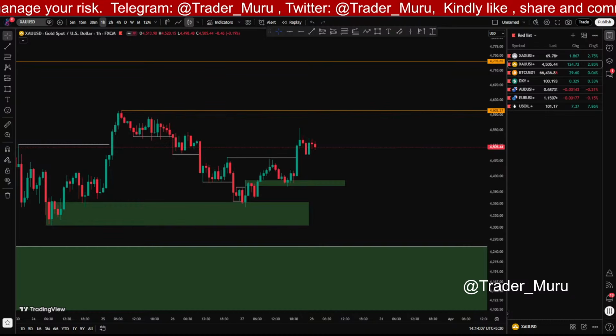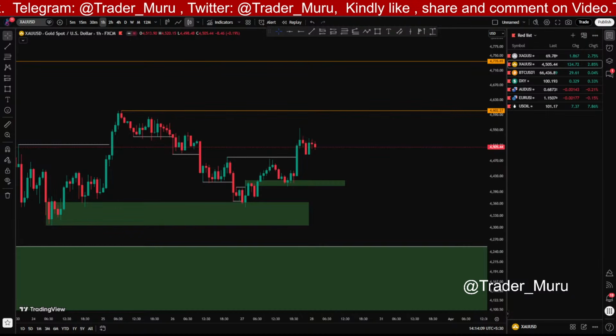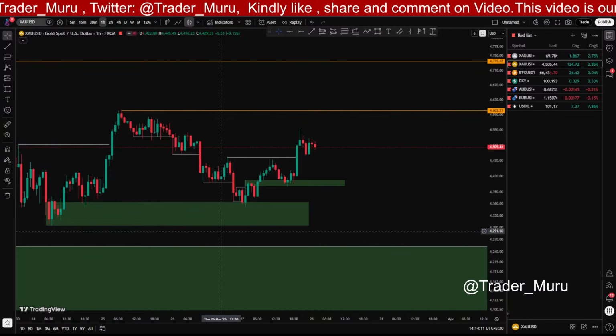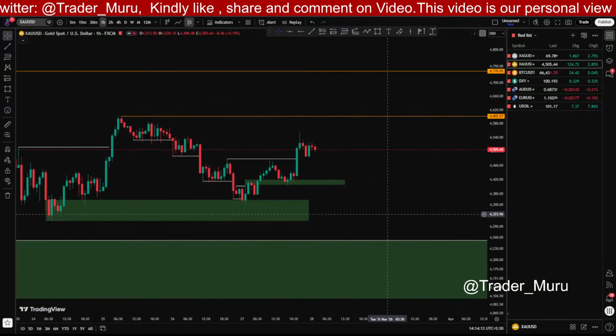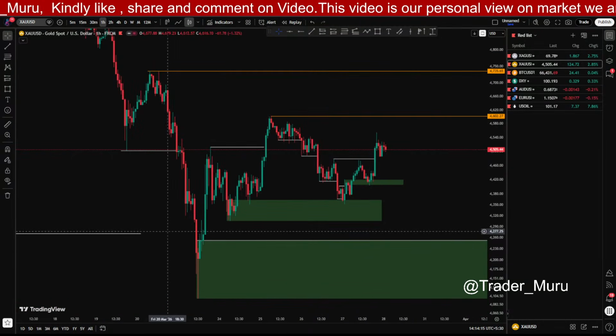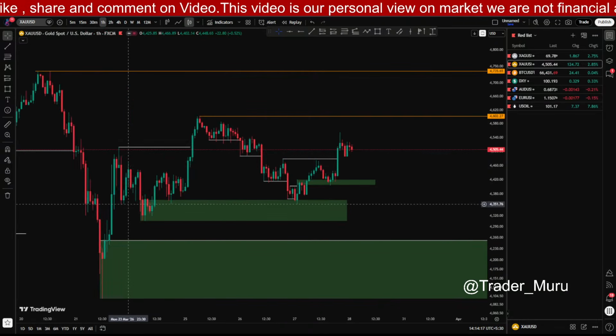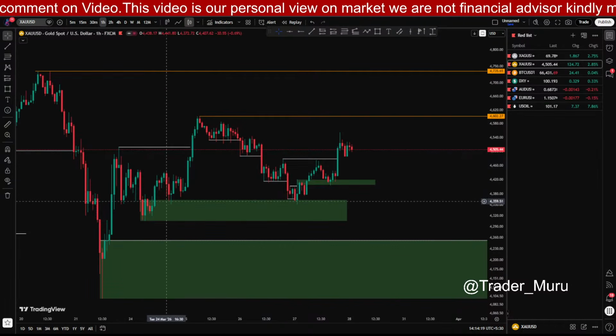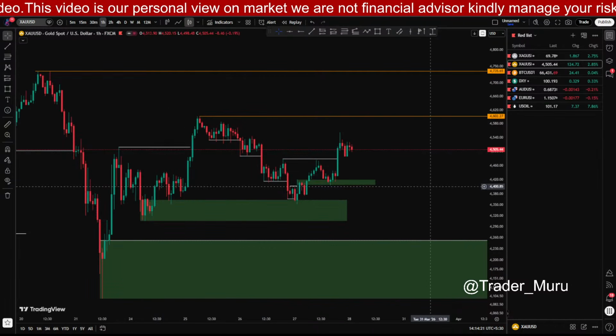Do you identify lower lows or lower highs by the wick or the body? You should be using the body. Wicks are just for liquidity. Always wait for candle closing.